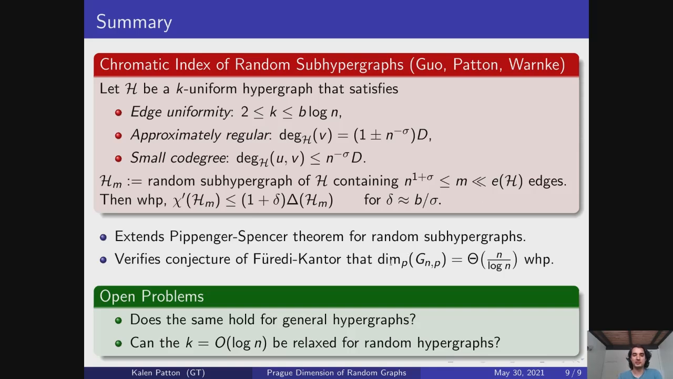And so some remaining questions we have about this are, first, can we say something similar for general hypergraphs? So for instance, can we extend Pippenger-Spencer up to O of log n size edges in general? And then in the random setting, can we extend beyond O of log n? So can we extend for edges maybe of size greater than O of log n when we're considering random subhypergraphs?